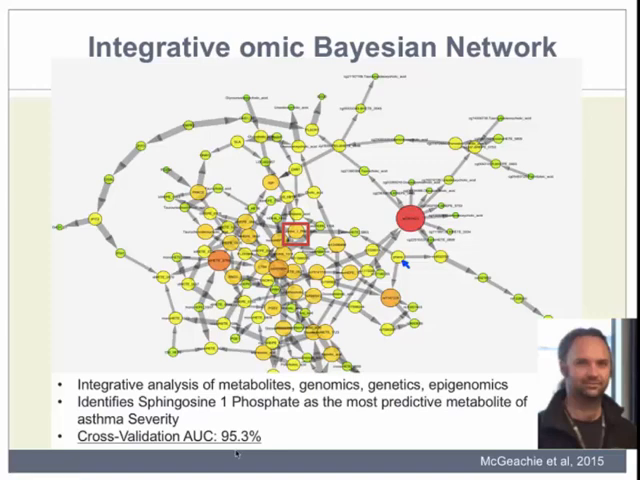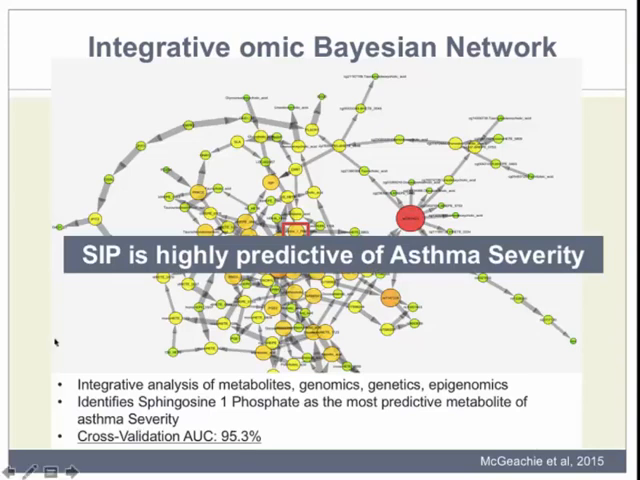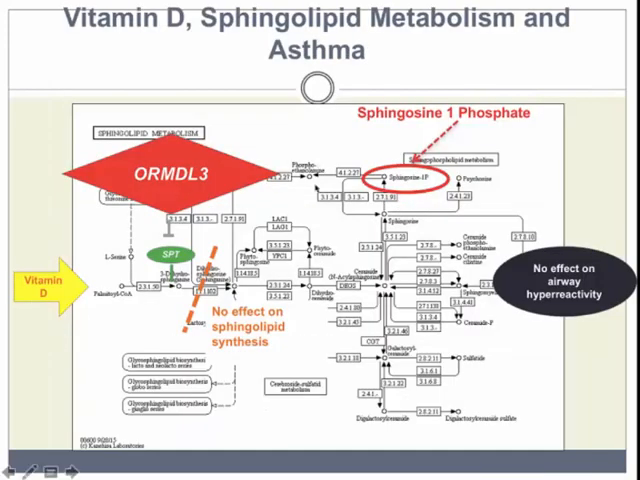And the very interesting thing about this study is, given all of the metabolites, all of the genetics, all of the genomics, all of the epigenetics, the number one predictor of asthma severity was sphingosine 1-phosphate. And sphingosine 1-phosphate is extremely important and relevant because it's located right in our metabolic pathway. And actually the pathway that seems to be lighting up the most is this pathway right here, and it's really located right in the middle of it. So that was really interesting because we already had that paper published. And so we thought to ourselves, wow, that is actually really interesting.